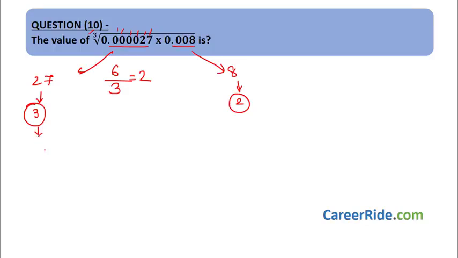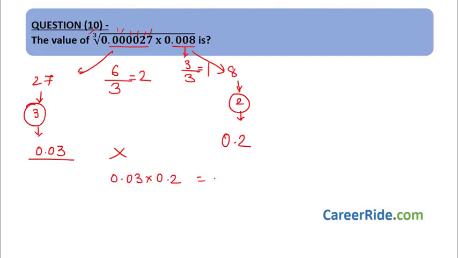So for this it would be 0.03 multiplied by, over here there are 3 decimal places, divided by 3 will get 1, so this would have 1 decimal place, so it would be 0.2. So it would be 0.03 multiplied by 0.2. The answer would be 0.006. So see how quickly you found out the answer over here with those small shortcut tricks which you learned at the start of the tutorial. This is very easy to calculate.